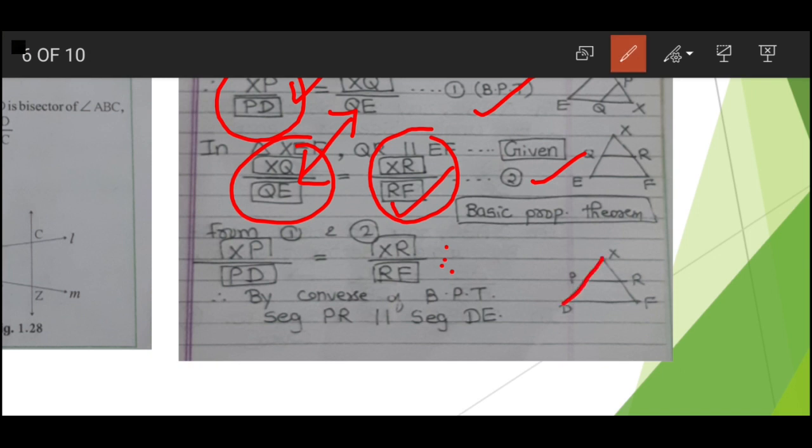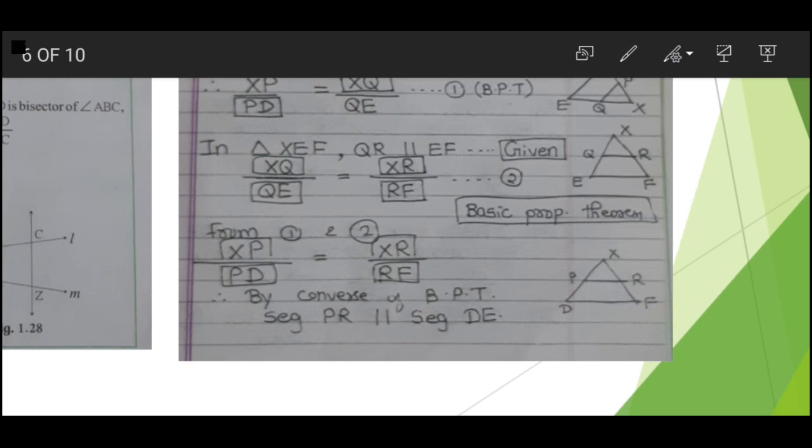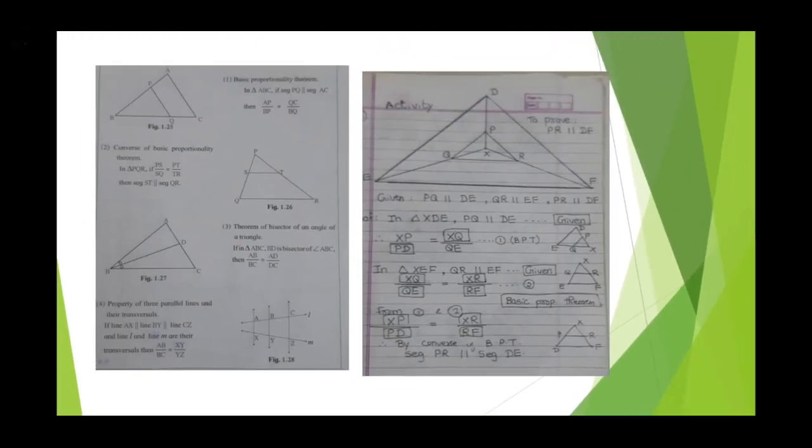So here I have drawn the triangle separately. It's given that this upon this is equal to this upon this. That means we can say that this line is parallel to this. So final answer I have got that PR is parallel to DE. What is the reason? By converse of basic proportionality theorem. Children, write in full form. By mistake I have wrote shortcut. Okay. Now let's move on to the next. So I hope you understood this.